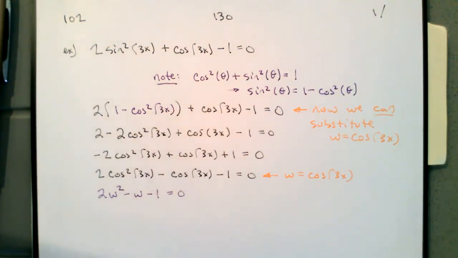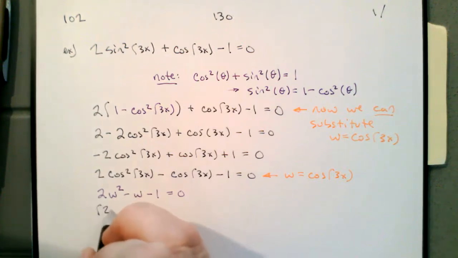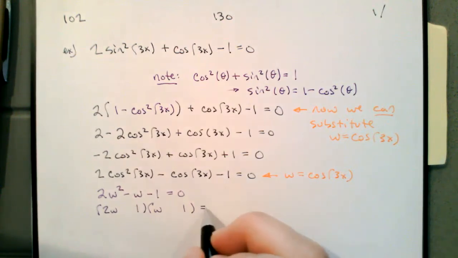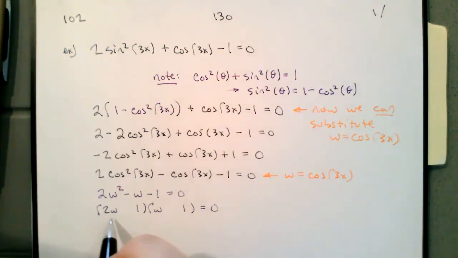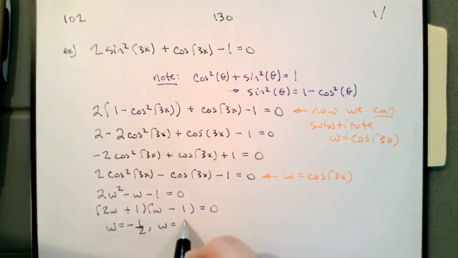We deal with the quadratic the same way we dealt with the quadratic last time. This problem is incredibly contrived to work out, so it happens to be factorable. We can have a 2w times a w. The only way to get 1 is with 1s. And I'm going to have a minus 2w plus 1w to get the minus w in the middle. So w is minus 1/2 and w is 1.